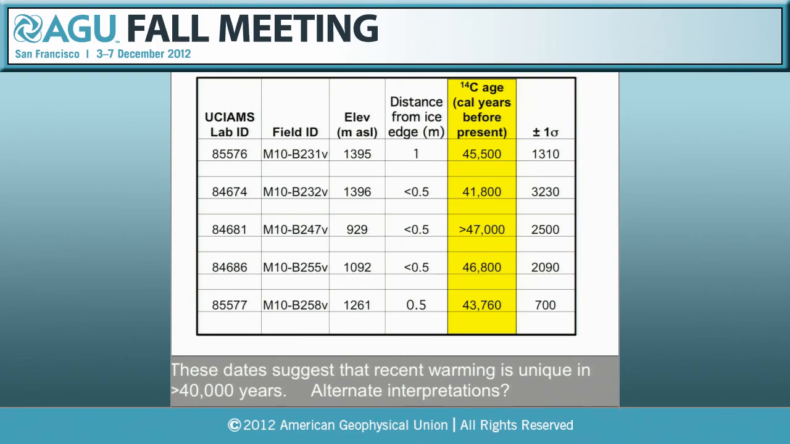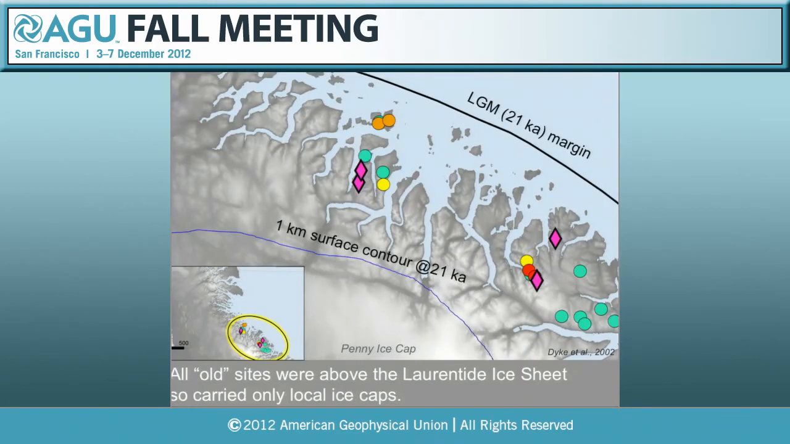So that was a hypothesis that we could test, and we did it by, now I've blown up the area. Here's the area. This is a DEM, and I took Art Dyke's map of the Laurentide ice sheet at the last glacial maximum. Here's the maximum out here on the shelf, and here's the 1 kilometer surface contour at the last glacial maximum. All of our sites are outboard of the 1 kilometer surface margin, and they're all above 1,000 meters elevation. So all of these sites remained above the Laurentide ice sheet, so we can't have residual Laurentide ice on them.